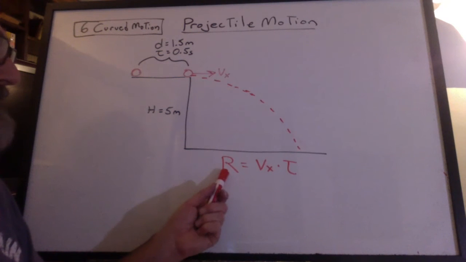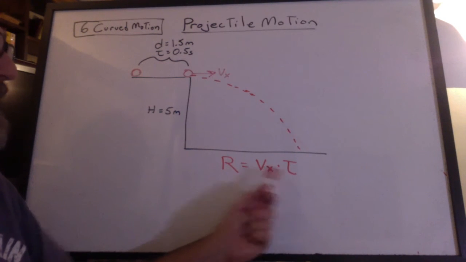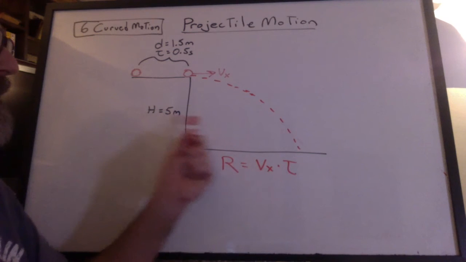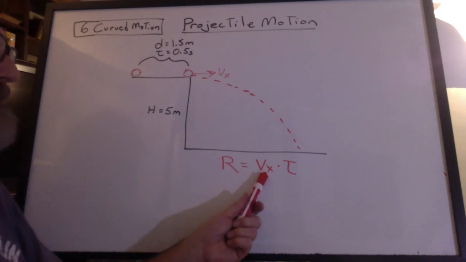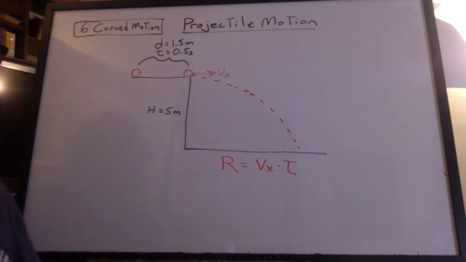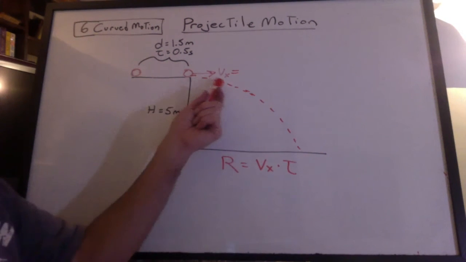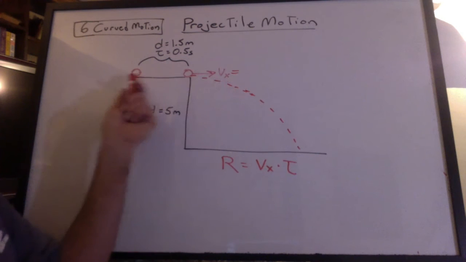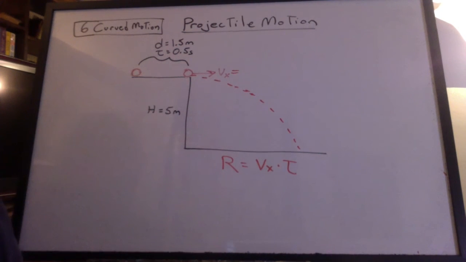Well, you know that distance is velocity times time. That's the horizontal velocity, and it will remain constant. That's the time it's in the air for. So we need that horizontal velocity. That'll be found by rolling along the table. That's 3 meters per second.